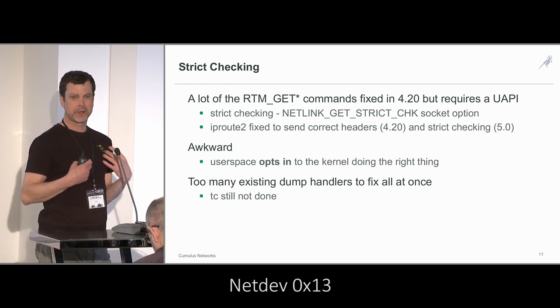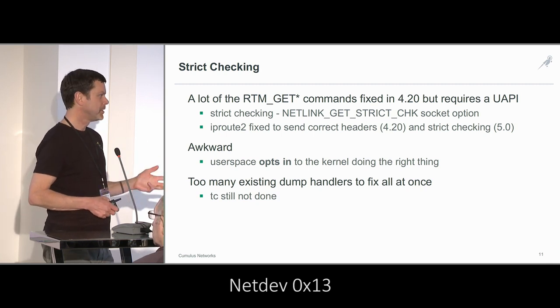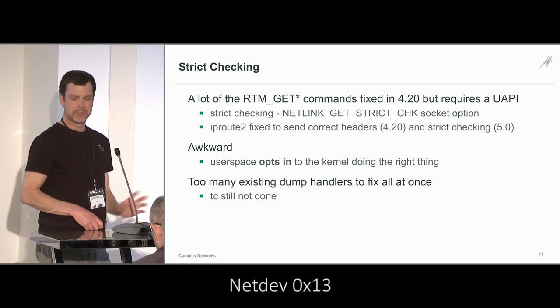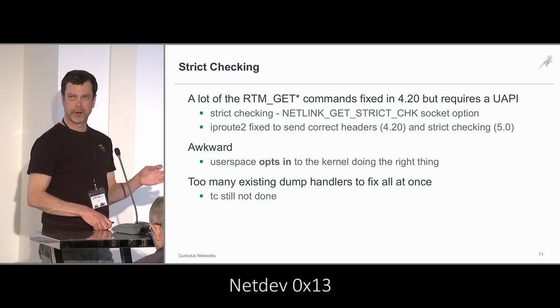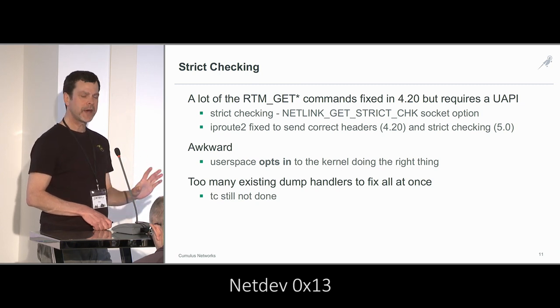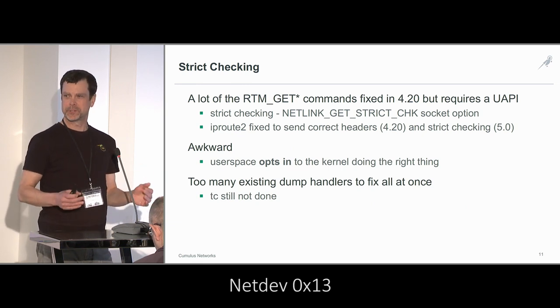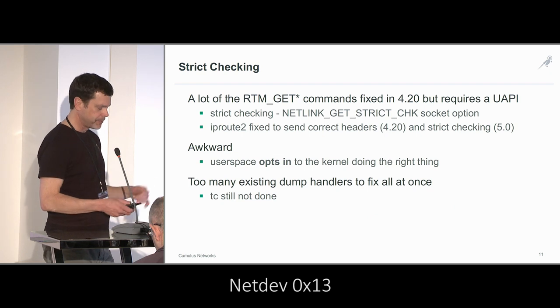And of course, I only have so much time, so I changed all the things that were important to me: routes, rules, neighbors, addresses, et cetera. I didn't have the time to get into TC. So now we have this user space API that affects most of Netlink route, but not all of Netlink route, right? So again, it's a little bit of awkwardness going forward. But again, I think things are much better now than they were.